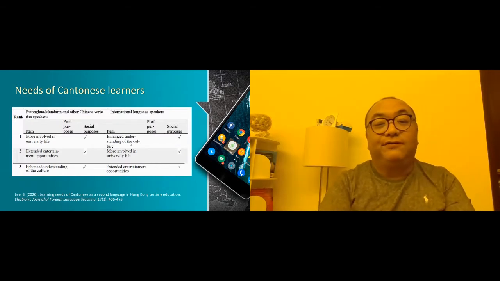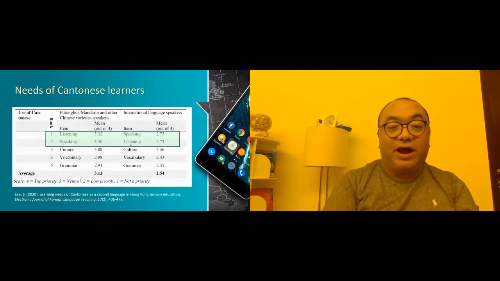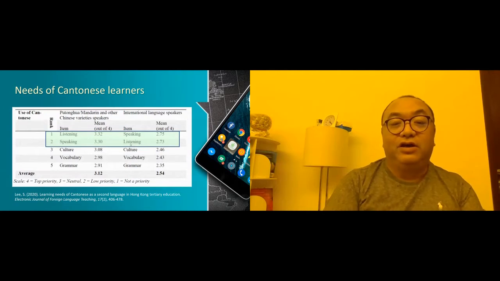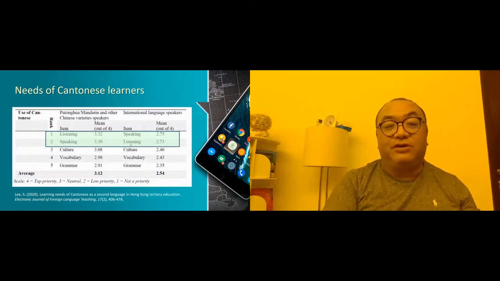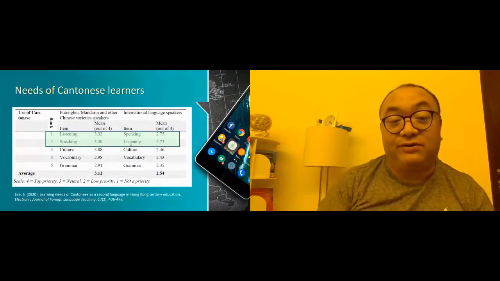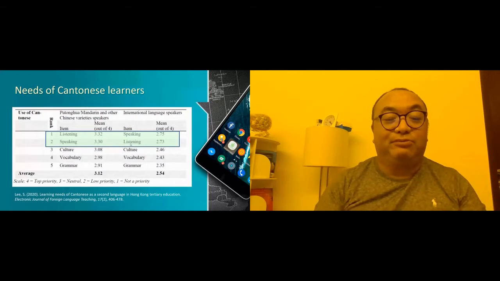Now, in terms of the skills they want to polish, they rank listening and speaking skills the most important ones, no matter they are Chinese speakers, Chinese dialect speakers, or international language speakers. So this is something they want to focus on, listening and speaking.